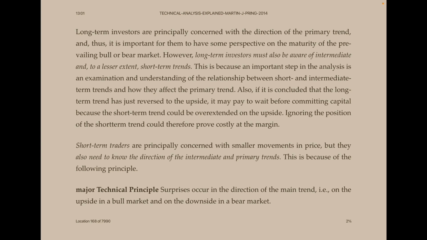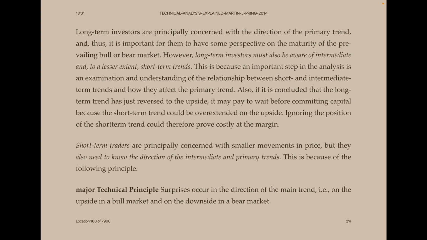Long term investors are principally concerned with the direction of the primary trend, and thus it is important for them to have some perspective on the maturity of the prevailing bull or bear market. However, long term investors must also be aware of the intermediate and, to a lesser extent, short term trends. This is because an important step in the analysis is an examination and understanding of the relationship between short and intermediate term trends and how they affect the primary trend.